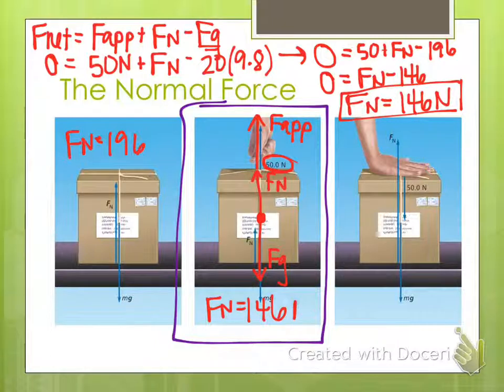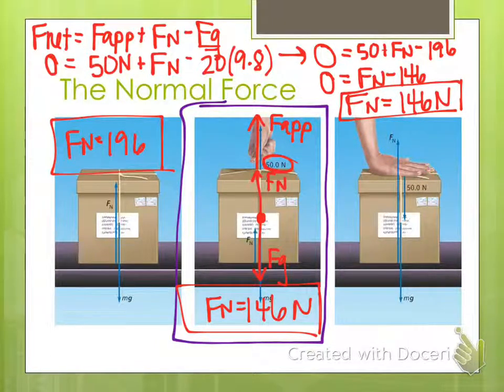So does it make sense here that in our second problem we've got a lesser or a smaller normal force than we do in our first problem? Does that conceptually make sense to you? I'm attempting to lift it, which means I'm taking some of the pressure off the surface. I'm counteracting gravity a little bit by myself, so the normal force doesn't have to work quite as hard.